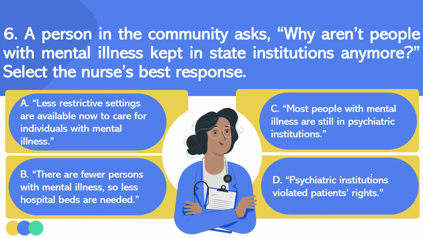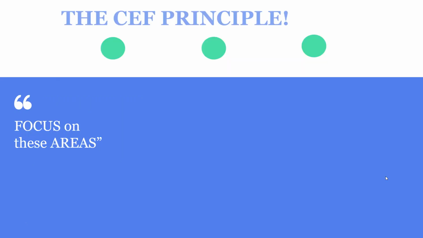So the best answer for number six is letter A, because the community is considered to be a less restrictive alternative than the hospitals for treatment of persons with mental illness. Letter B is also wrong, because it has not been proven that there are fewer individuals who have mental illness, because there is an increasing incidence of drug abuse nowadays, and that might result in mental illness. Number six, the answer is letter A.